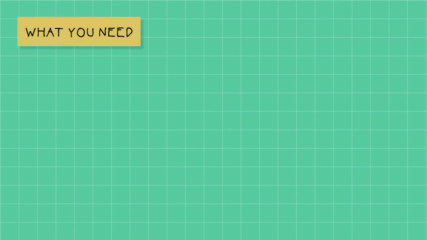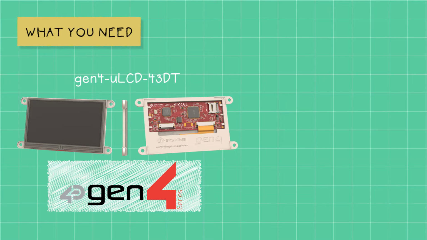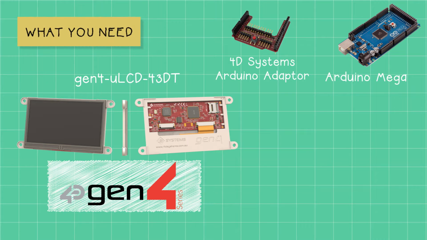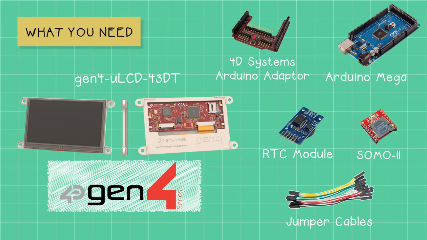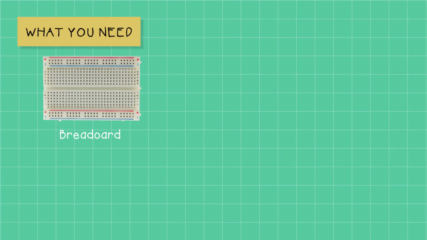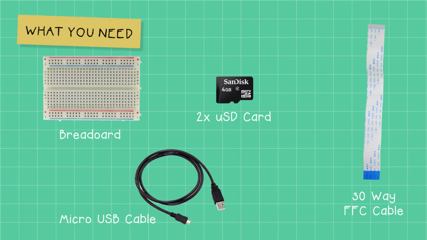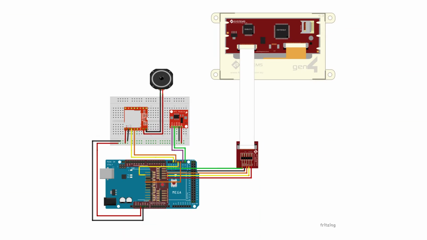We need the following: gen4-uLCD-43DT, Arduino Omega, 4D Systems Arduino Adapter, SOMO 2, RTC Module, Jumper Cables, Breadboard, microSD Cards, 30-way FFC Cable, Micro USB Cable. Connect the components as shown in this diagram.